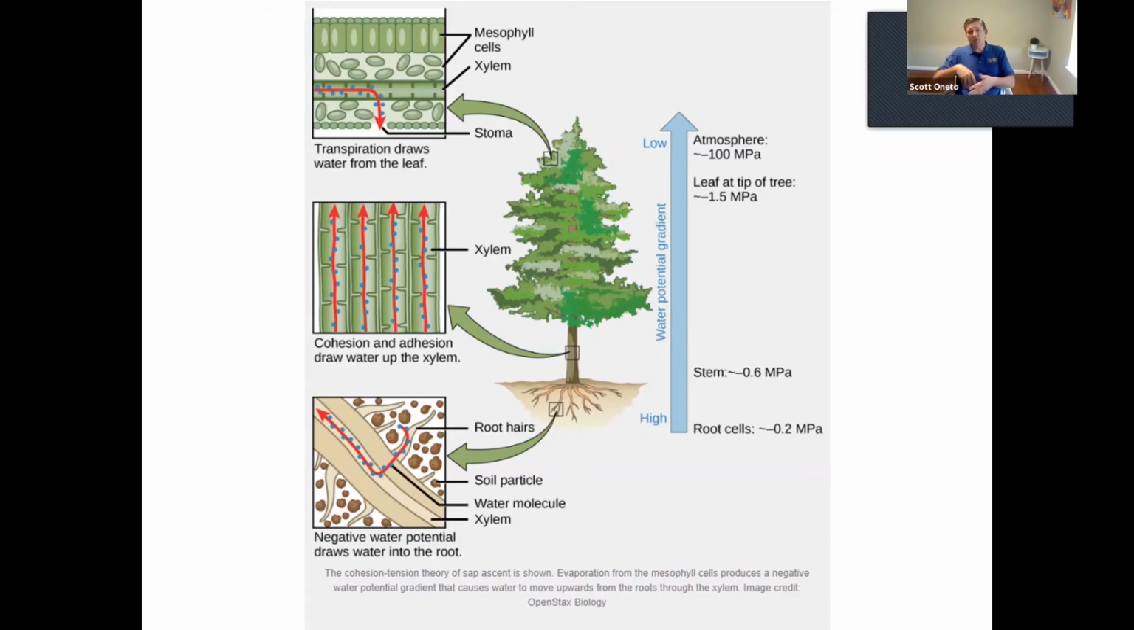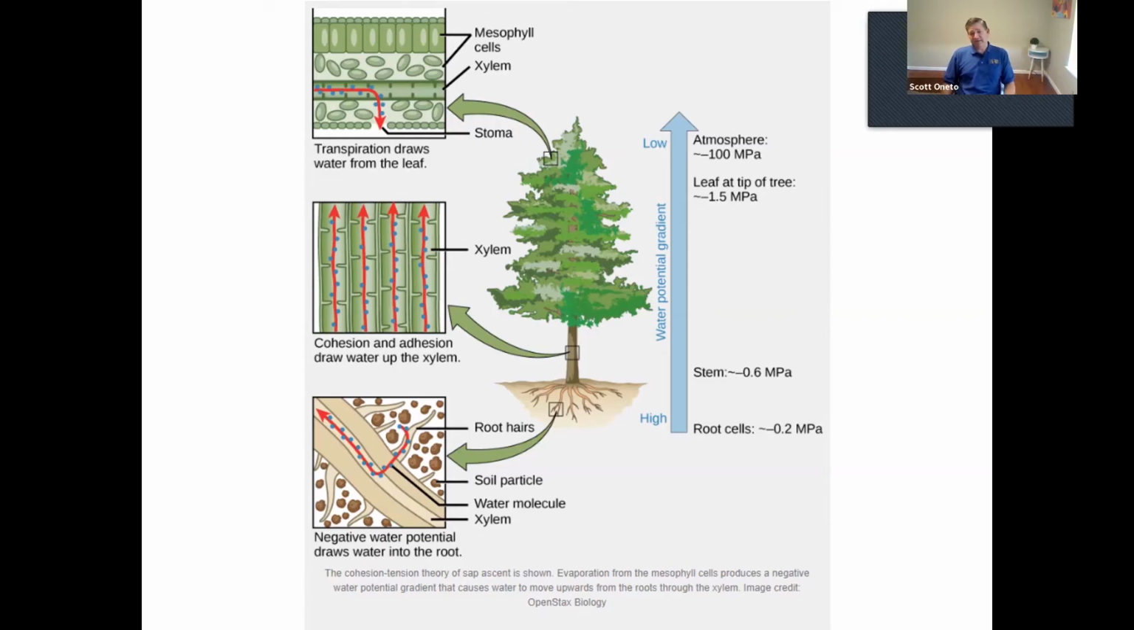So there's no pump moving water up the plant. It's just these forces within the plant that are driving this process. And there's actually a very interesting mathematical equation that you can use to calculate this gradient of water movement in plants, and it's called the water potential gradient.